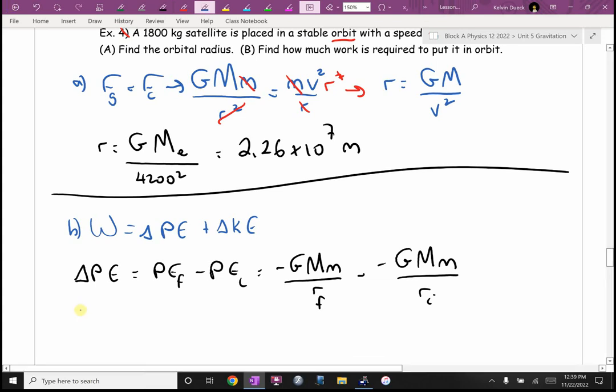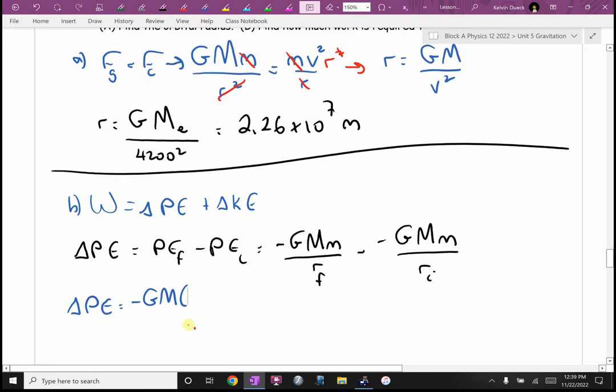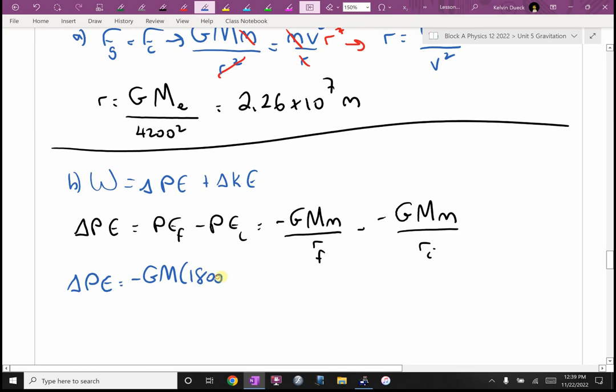All right, let's try plugging in the numbers. Delta PE. It's going to be negative big G, big M. Finley, what's little m? Divided by what's our final? And I'm going to use my answer button. Then I have a minus minus. What's a minus minus the same as? Okay. Now, I do want a positive answer at the end because I should have to add energy. I should have to pour in energy. And so that's what that minus minus is taking care of.